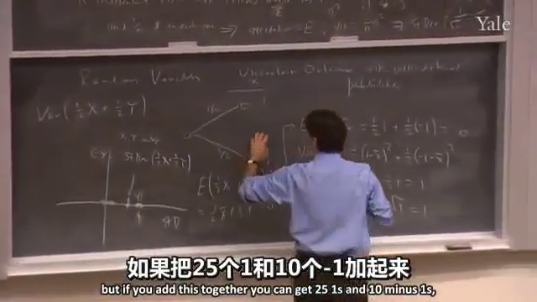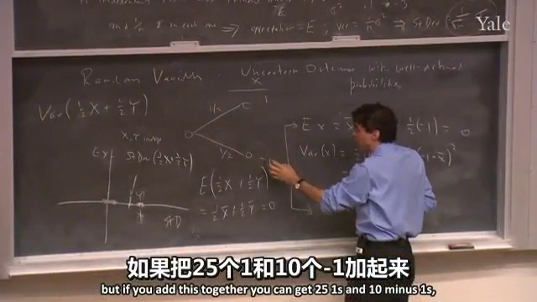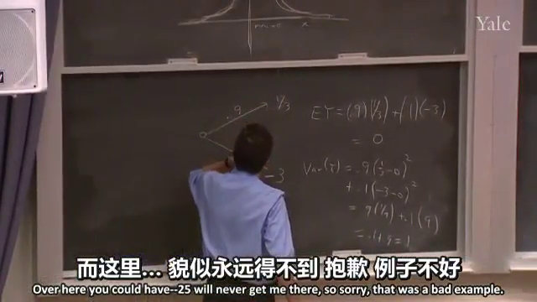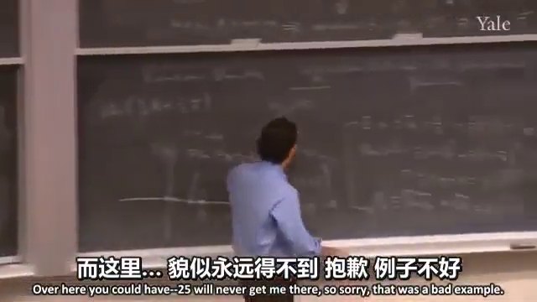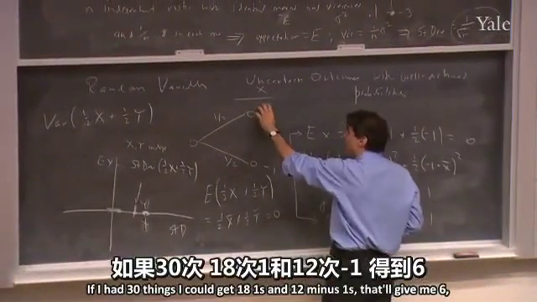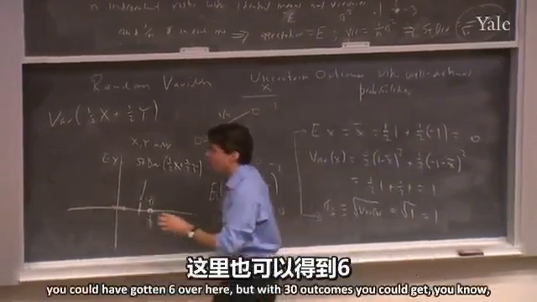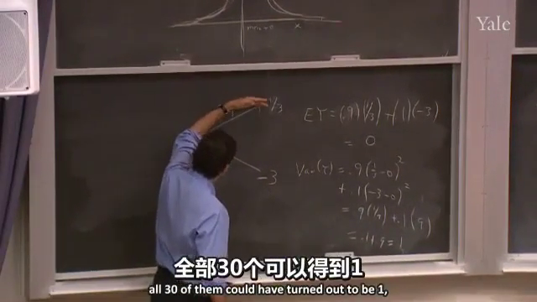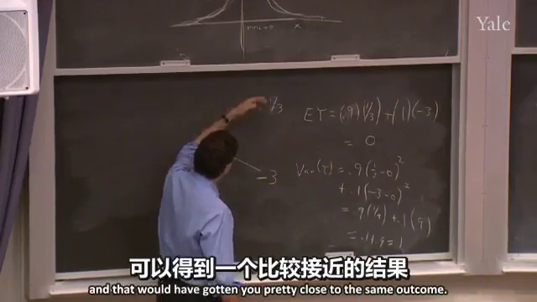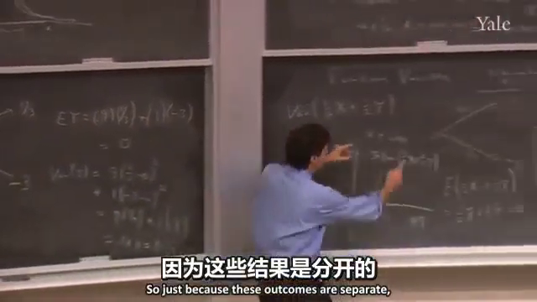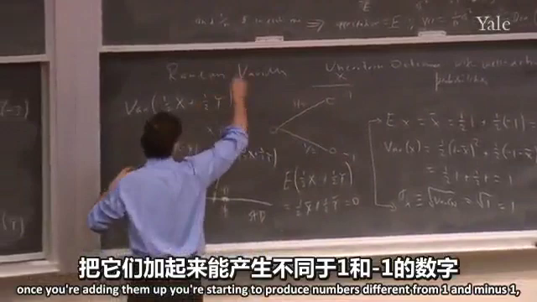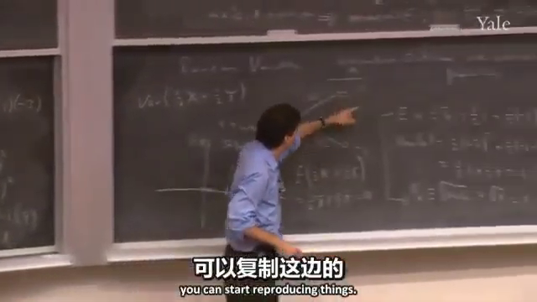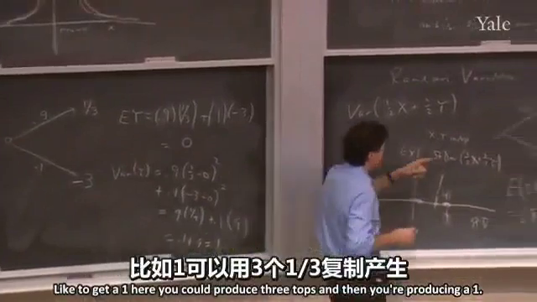But if you add this together, you know, you can get 25 ones and 10 minus ones, so that gives you 15. Over here, you know, you could have 25 will never get me there. So sorry, that was a bad example. If I had 30 things, I could get, you know, 18 ones and 12 minus ones. That'll give me 6. You could have gotten 6 over here, but with 30 outcomes, all 30 of them could have turned out to be 1, and that would have gotten you pretty close to the same outcome. So it's not, you know, just because these outcomes are separate. Once you're adding them up, you're starting to produce numbers different from 1 and minus 1, and these added up, if you take the right combination of a third and minus a third, you can start reproducing things. Like to get a 1 here, you could use 3 tops, and then you're producing a 1.